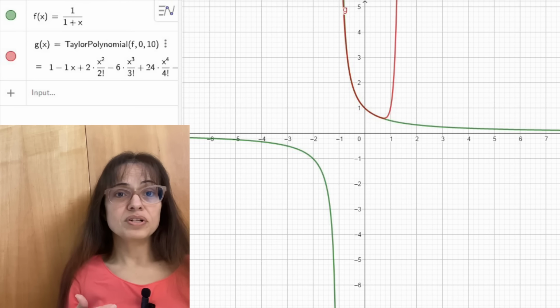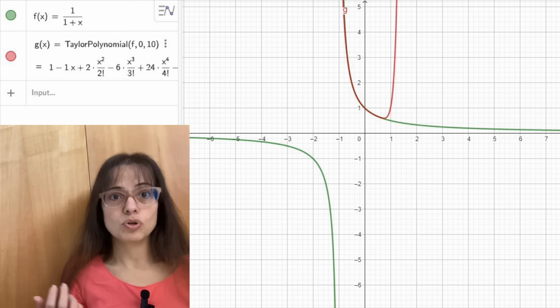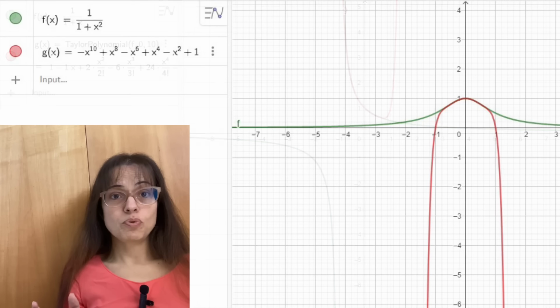And on the negative 1 side, this is not surprising at all, right? Because you can see the vertical asymptote, and there is no way that a polynomial could ever go through that. This is the more surprising one.